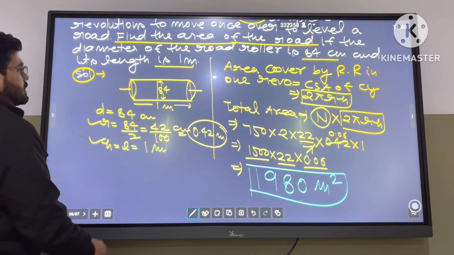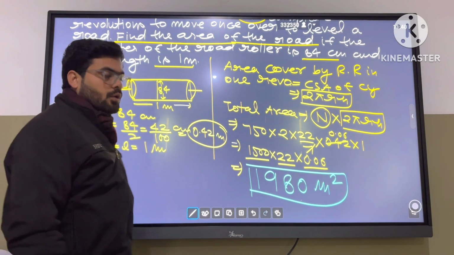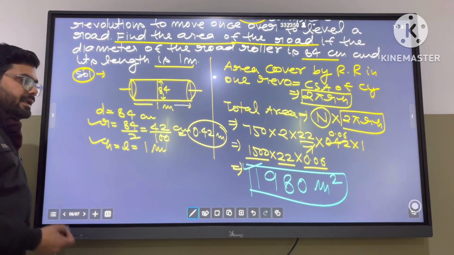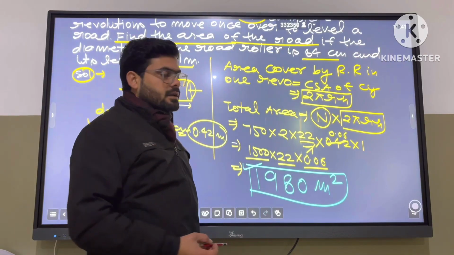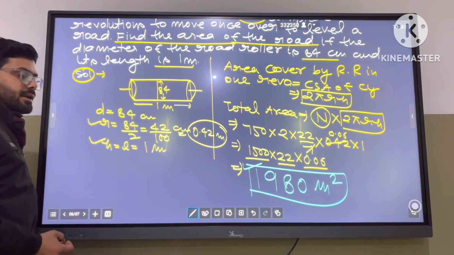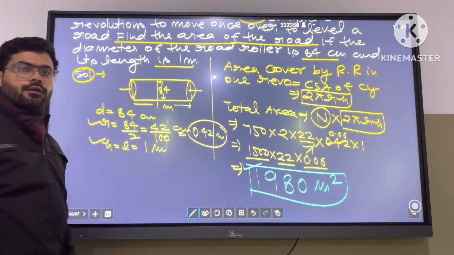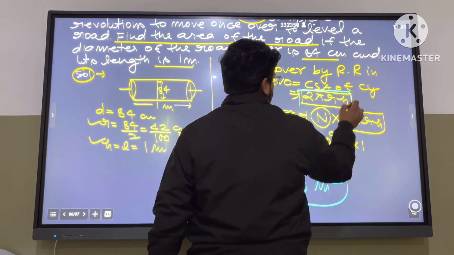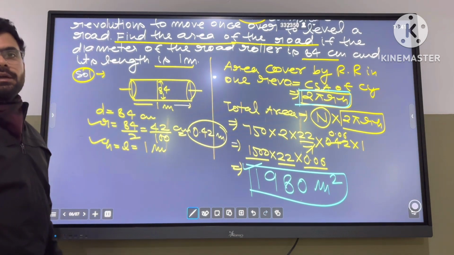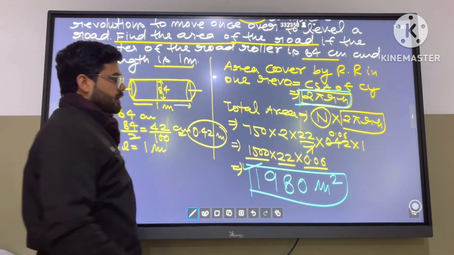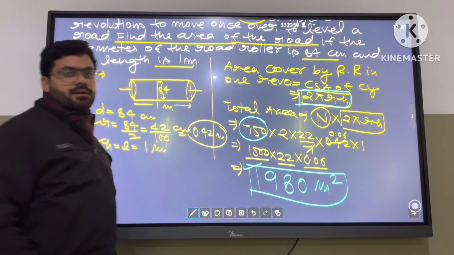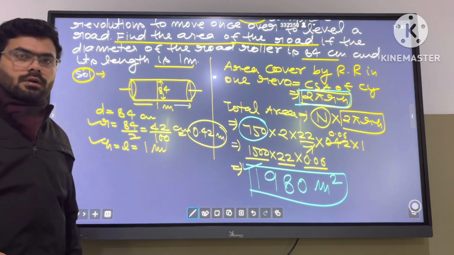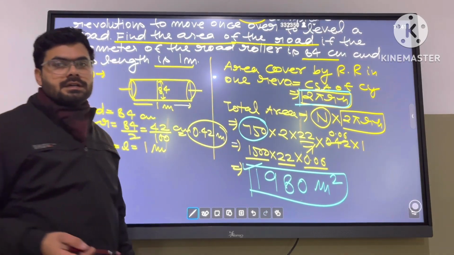So dear friends, the total area of the road will be 1980 meter square. This is the total area of the road. Okay. So in this question, what have we done? We found the surface area and multiplied it by 750. We multiplied by 750 because the total number of revolutions was 750. So the area covered by the road roller is equal to the curved surface area of the road roller, and the road roller is the shape of a cylinder. Okay.